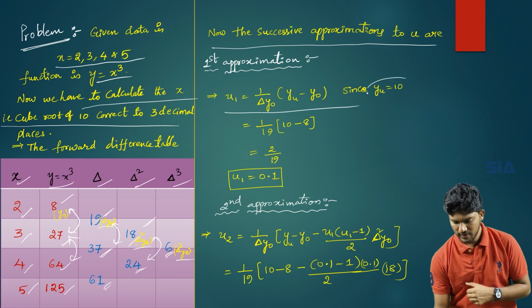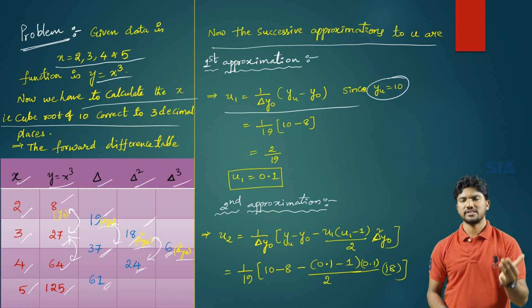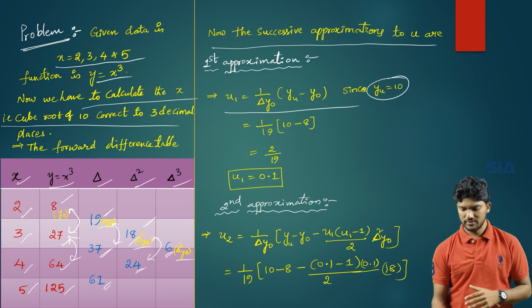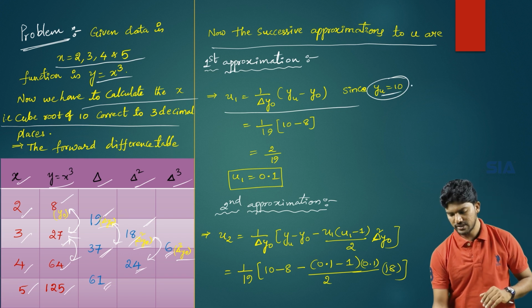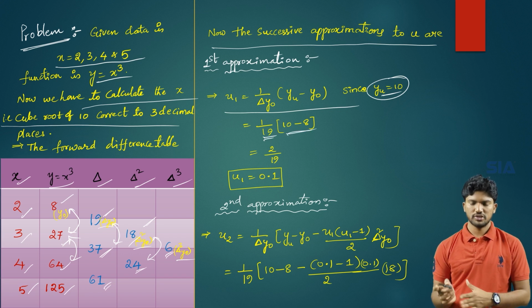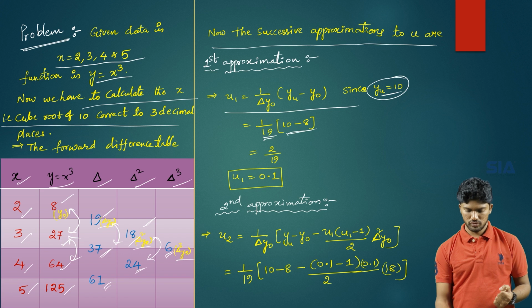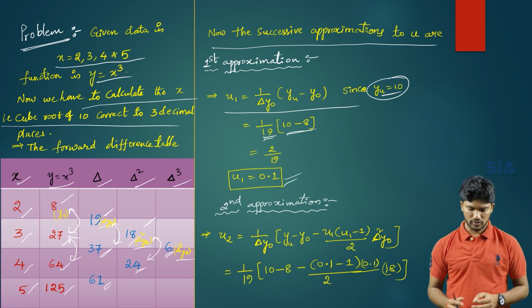Since y suffix u is equal to 10, here y suffix u indirectly means the small x value. Y suffix u is equal to 10 because it is the cube root of 10. So 1 by delta y naught, which is 19, into 10 minus 8, that is 2. So 2 by 19 is 0.1. First approximation, u1 is equal to 0.1.